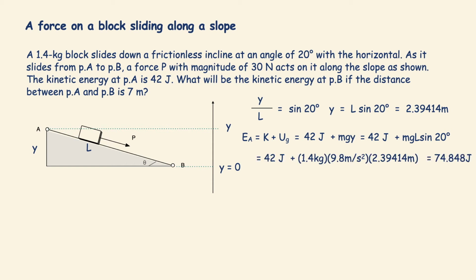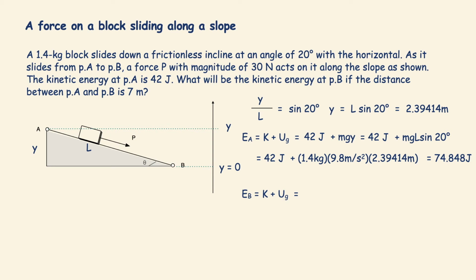Here we can also plug in again the numeric values for the mass and g. So I'm going to have 42 joules plus 1.4 kilograms for the mass of the block, 9.8 meters per second squared for the gravitational acceleration, and the result for the y, which I have from above, 2.39414 meters. So it looks like the total mechanical energy at point A will be 74.848 joules.